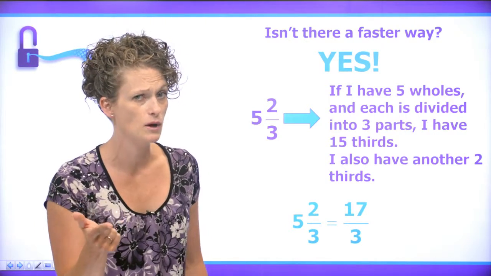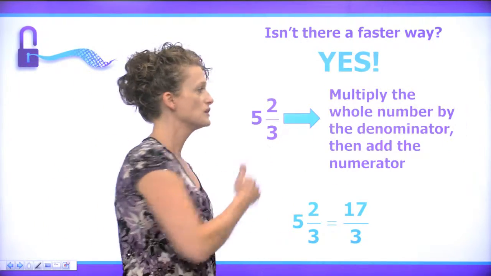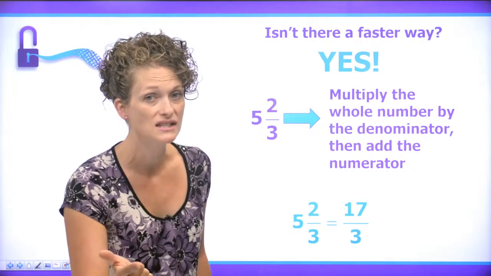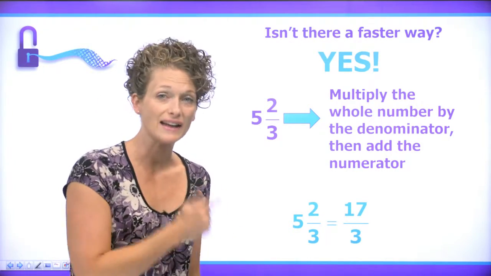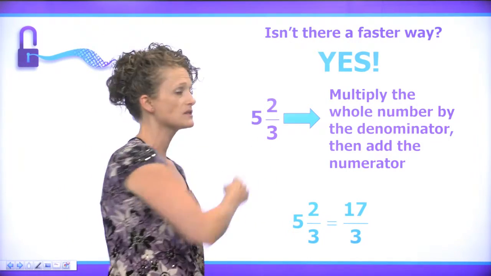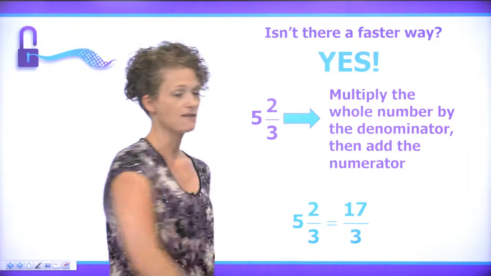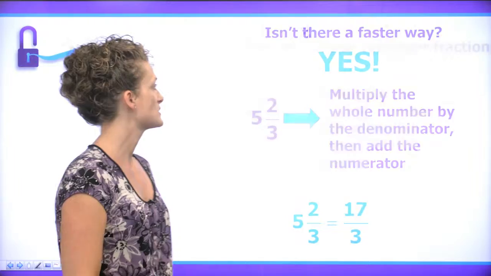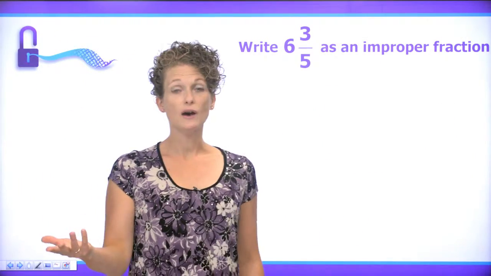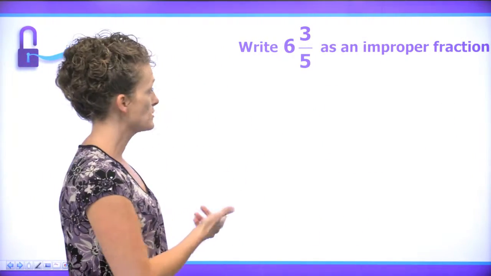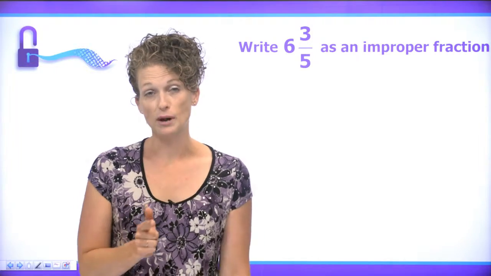So mathematically, what was going on there? Well, I multiplied the whole number by the denominator, and then I added the numerator. So 5 times 3 is 15, plus 2 is 17. So mathematically, that's what was going on. So let's try that with another one. 6 3/5. Let's write that as an improper fraction.